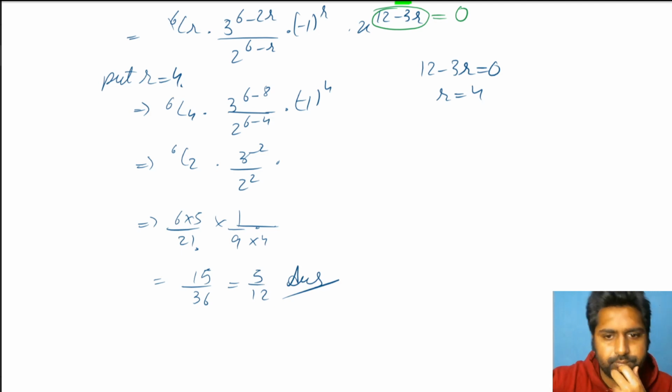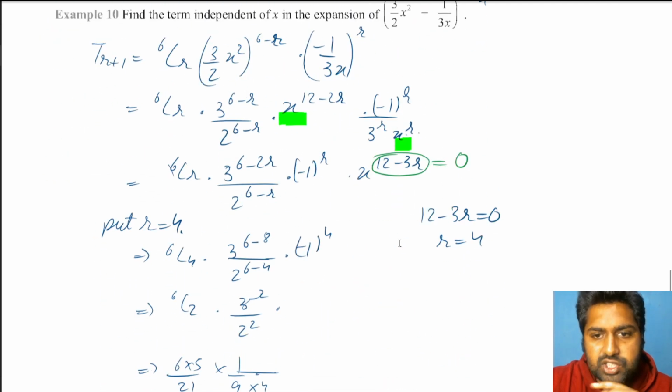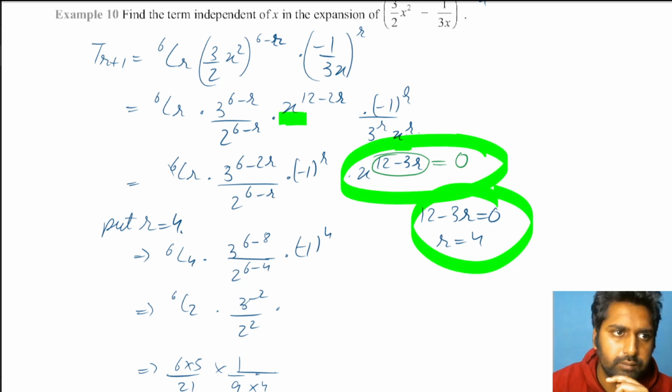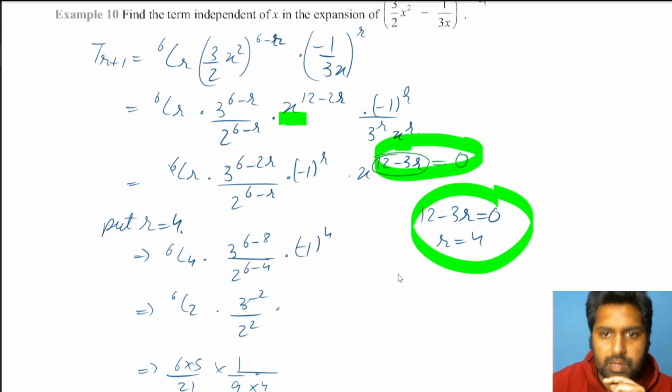Let's see. Okay. By solving this, I'm getting 5 by 12. Okay. So the independent term is 5 by 12 in the expansion of this. Finding r is more important. Remember that. How to get r. Okay. Power of x should become 0.